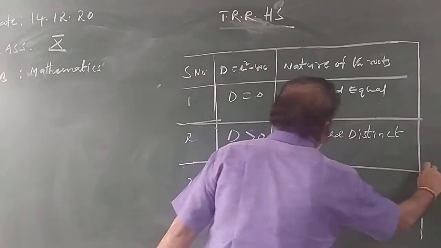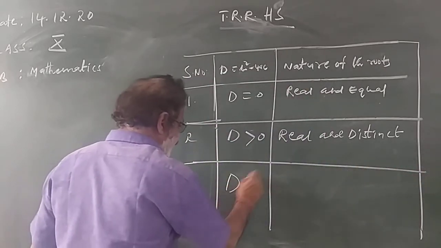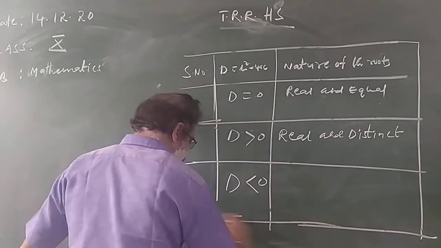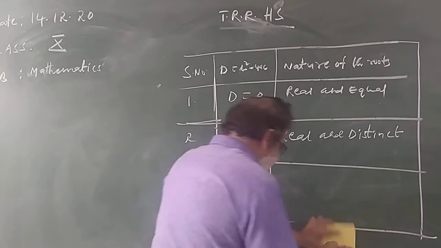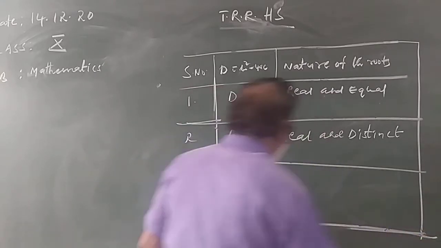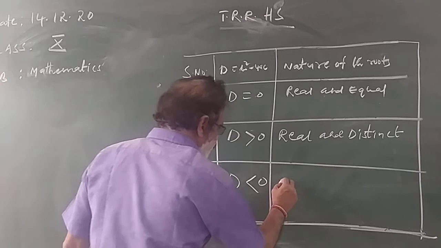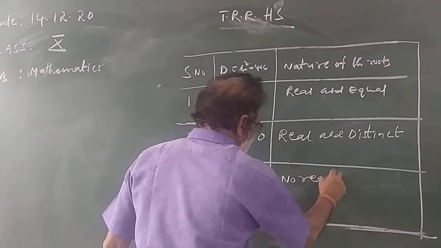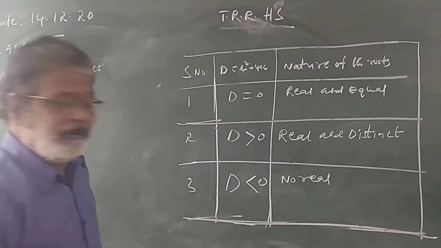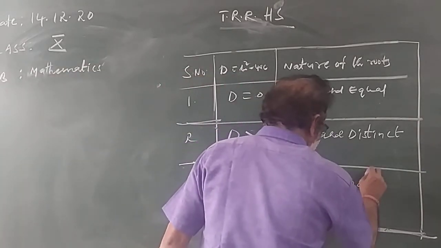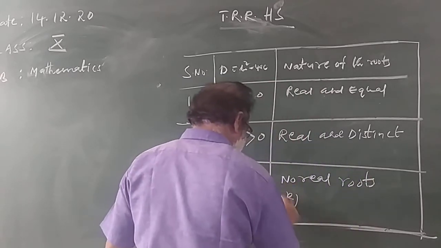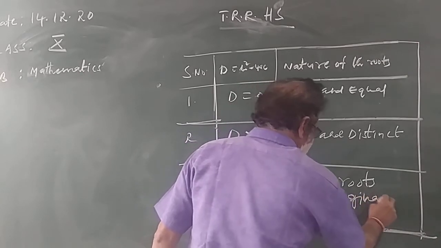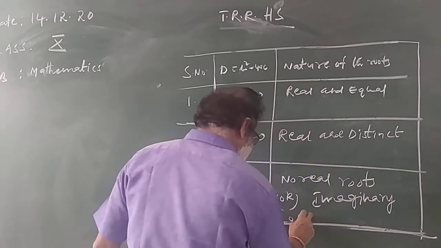Third, if D is less than 0, if the discriminant is less than 0, it means all negative values are less than 0. Then there are no real roots. The roots are imaginary or complex.